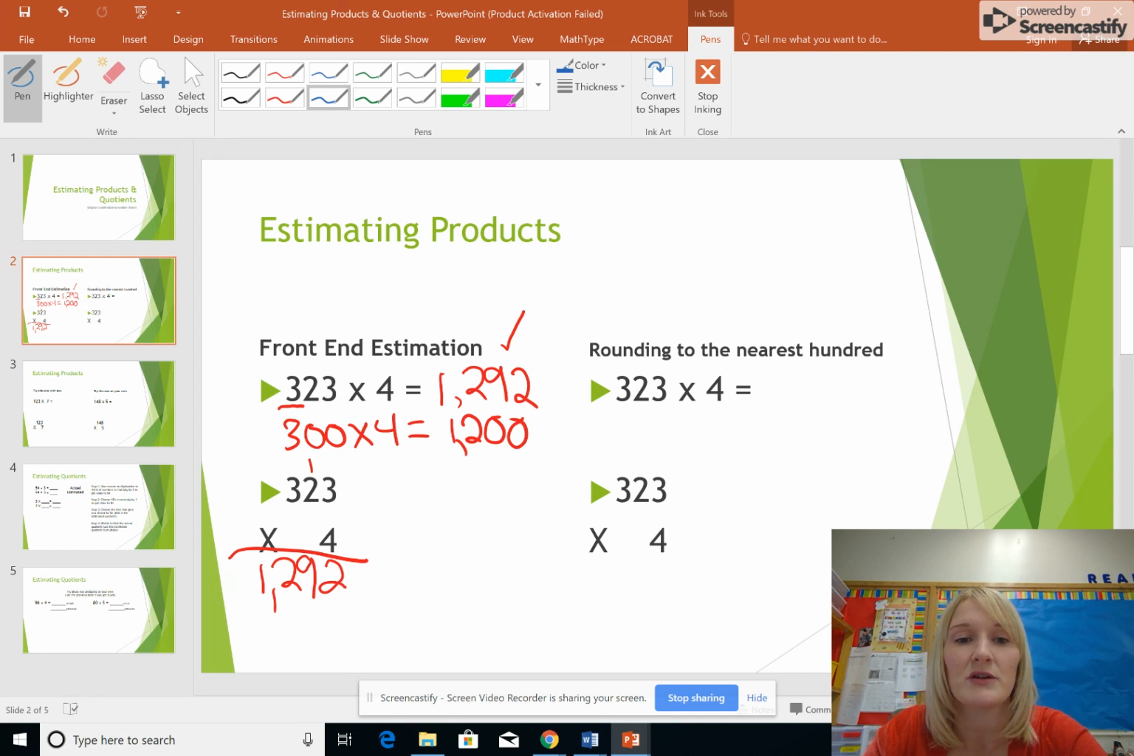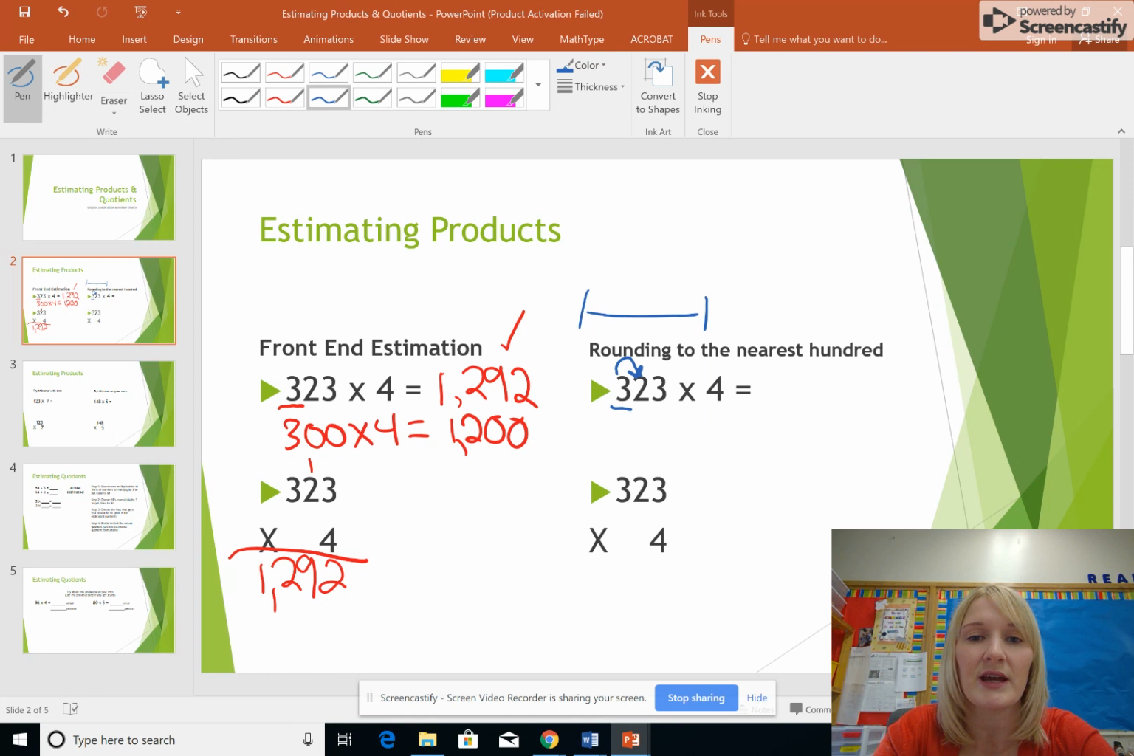Okay, so let's try the same thing, but we're going to try a different way of estimation. We're going to round to the nearest hundred instead of using front-end estimation. So rounding to the nearest hundred, you're going to look at the hundreds place, but the number in the tens place is going to decide what it does. It's either going to stay at the 300s that it has already, or it's going to bump up to 400s. You have to decide which hundred this is closest to.